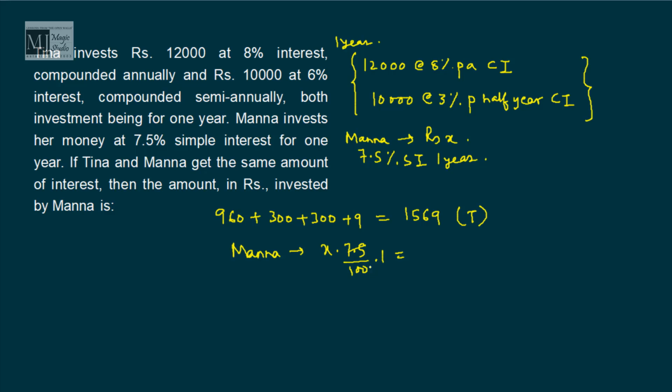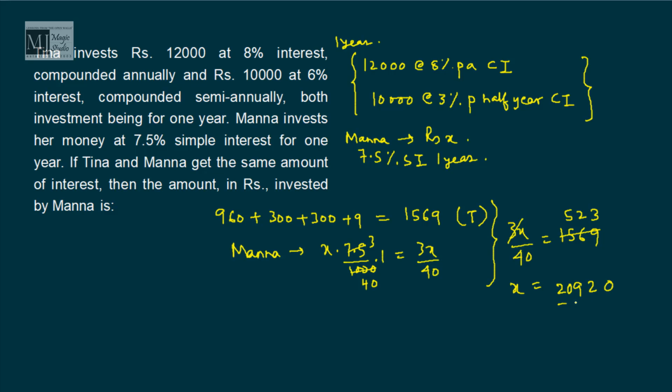That is 3x by 40. Now as per the given condition, these two are the same. 3x by 40 is 1569. 523, so x is 4 into 523, 20,920. That's the option. I'll punch in 20920. That should be the answer.